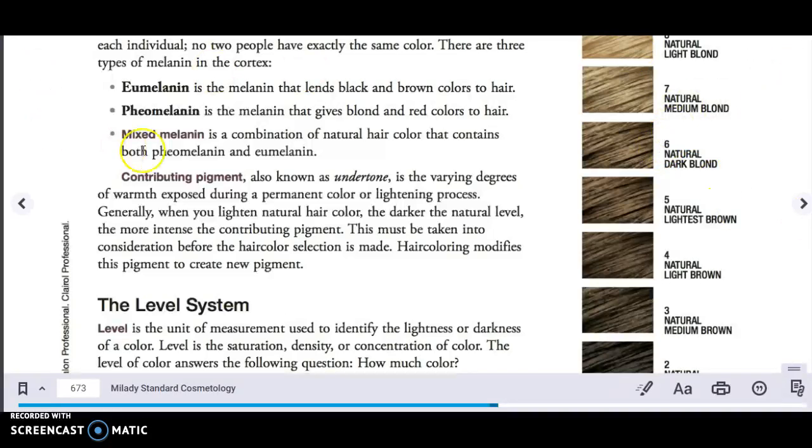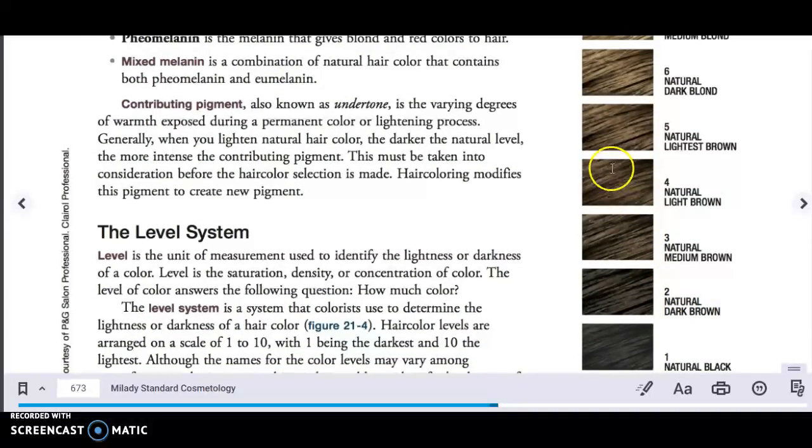So basically, what this is saying is, the darker the level that you start to lift hair, the more intense, or the more red, that you're going to find. And I'm sure that we've all seen that brassy, coppery look when the hair hasn't been lifted and people haven't waited long enough or they've chosen the wrong color.